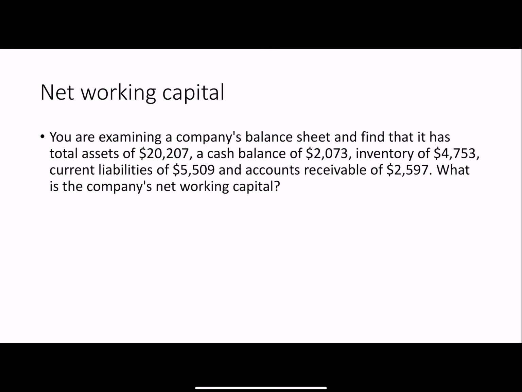Well, why don't we start with the definition of net working capital, which we just talked about, which is equal to current assets minus current liabilities. Now, current assets can be broken down into multiple parts. And in fact, what we've been given here is cash, inventory, and accounts receivable. All three of those are current assets. So we can sum them together to find total current assets.